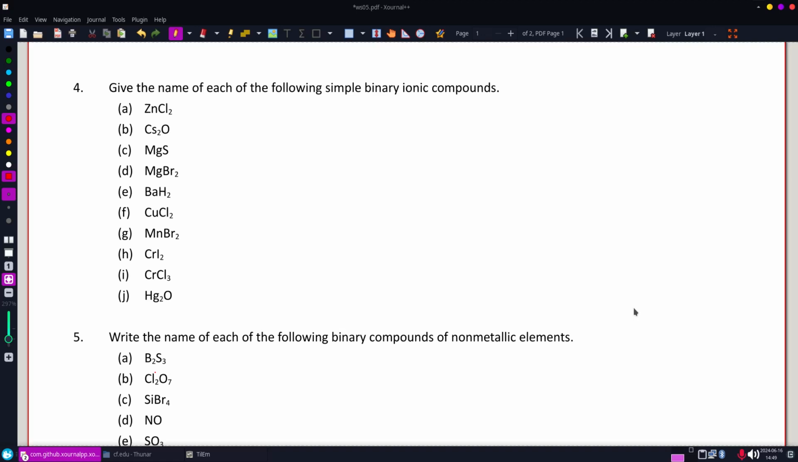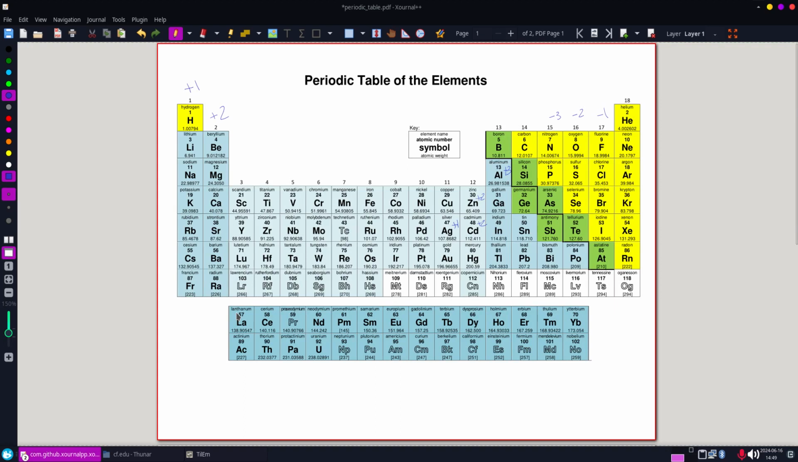Alright, look at number 4 here. I'm going to give the name of the following simple binary ionic compounds. Alright, what I need to help out with this, I've marked up my periodic table.